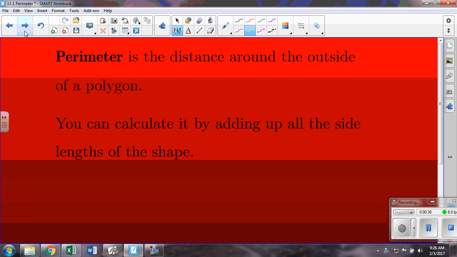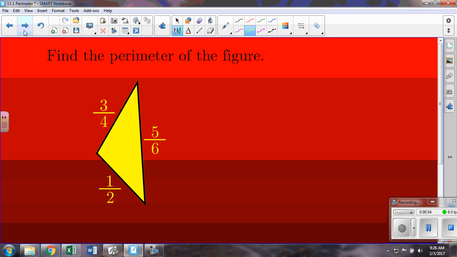So we'll just say right off the bat, perimeter is the distance around the outside of the shape. In order to calculate the perimeter, all you have to do is add up all the sides. That's it. Add up the sides, you get perimeter. So, find the perimeter of this figure. Simply taking our sides, side 1 plus side 2 plus side 3. That's perimeter.